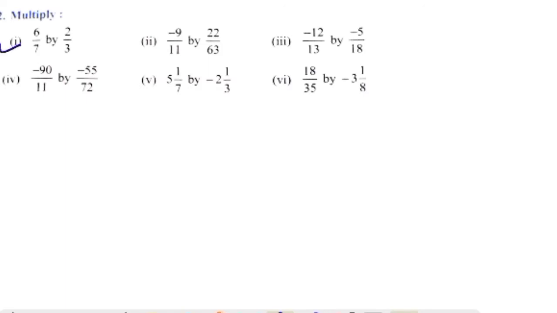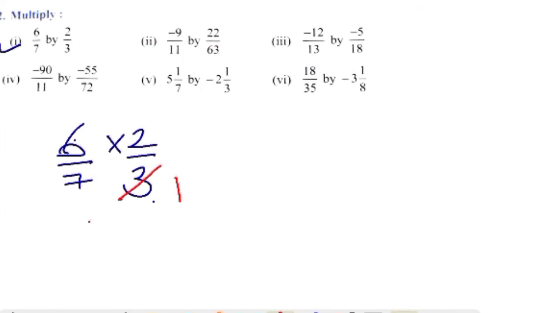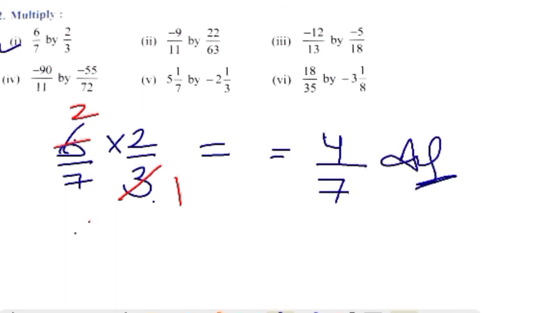Next, multiply. First part is 6 upon 7 by 2 upon 3. We check whether the numerator or denominator is divisible by any same number or not. Yes, this 6 and this 3 both are divisible by 3. So cut them. 3 1s are 3, 3 2s are 6. So what we are getting in the numerator? In the numerator we have 2 2s are 4, and in the denominator we have 7 1s are 7. So this is your answer.